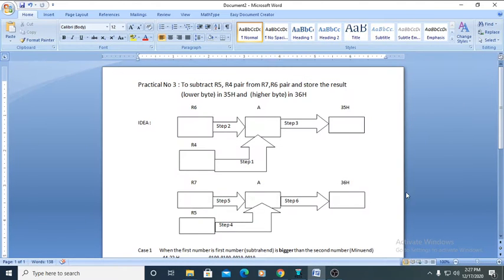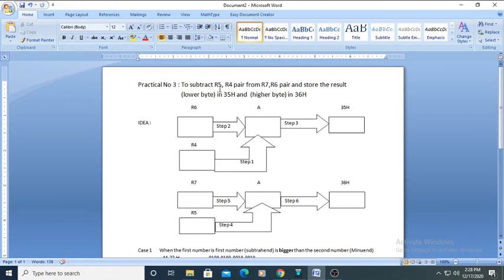Hello, we will start recording the third practical, that is to subtract the R5 R4 pair from the R7 R6 pair and store the result, the lower byte in 35 H and the higher byte in 36 H.